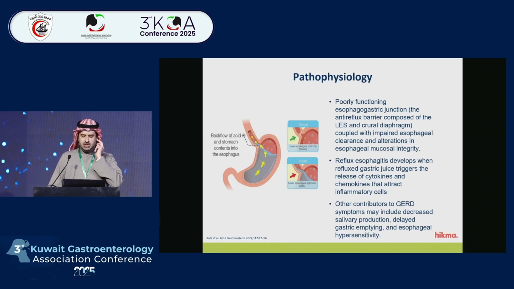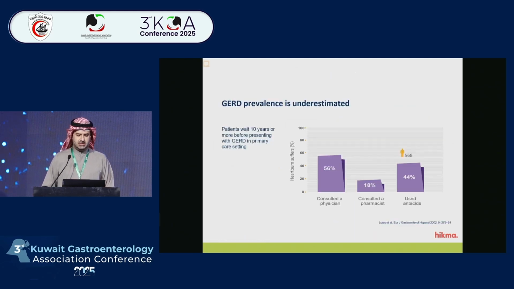I won't spend too long, but the pathophysiology of GERD is really due to a poorly functioning esophagogastric junction, which is the anti-reflux barrier, composed of the LES and the crural diaphragm. What happens is that the reflux of gastric juice into the esophagus causes damage to the esophagus and the sensation of heartburn or regurgitation. Obviously, there are other factors involved, such as decreased salivary production, gastric emptying, and esophageal hypersensitivity.